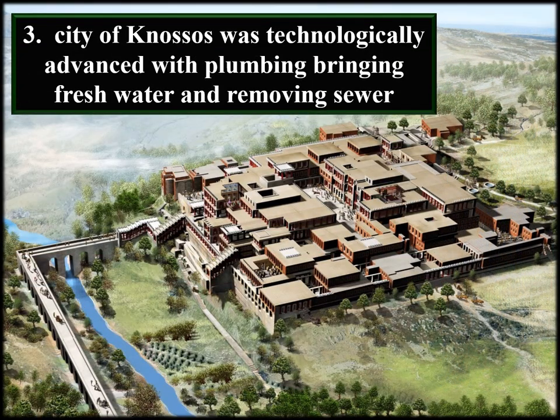The city of Knossos was technologically advanced, however. This is the Minoan capital, if you will, the city of Knossos on the island of Crete. It was technologically advanced with plumbing, bringing fresh water, and removing sewage throughout the region. This is a reconstruction of what they think the palace at Knossos looked like, and the city, the surrounding region. Fairly advanced society.